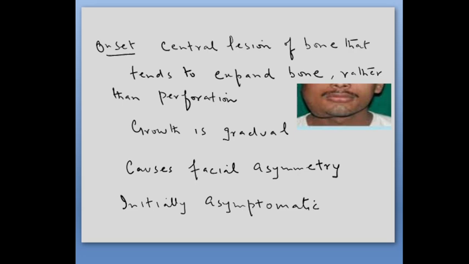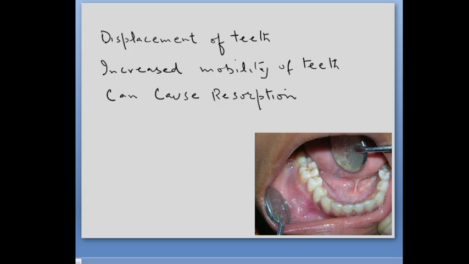Coming to clinical features. The growth of ameloblastoma is gradual. It is a central lesion of bone that tends to expand bone rather than perforate it. It causes facial asymmetry and it is initially asymptomatic. Intraorally, it causes displacement of teeth. It causes increased mobility of teeth. Ameloblastomas can also cause tooth resorption.